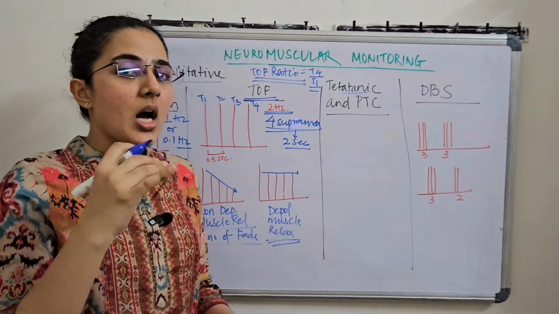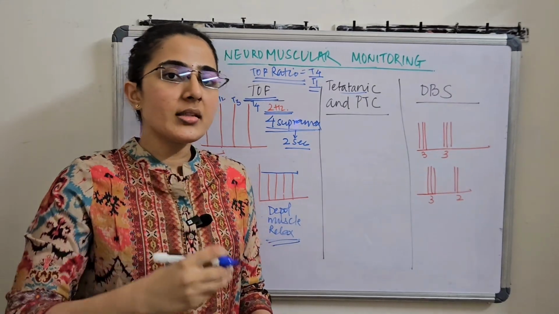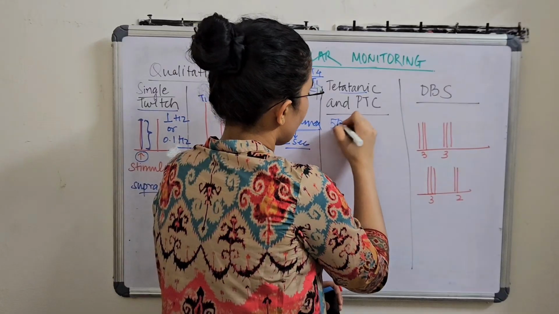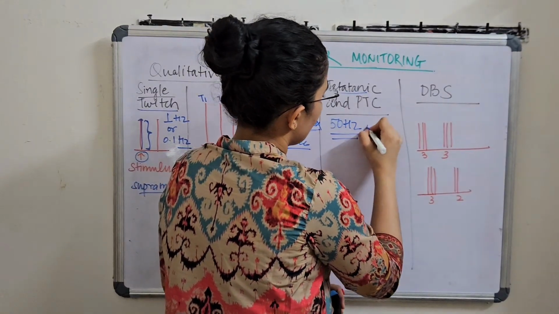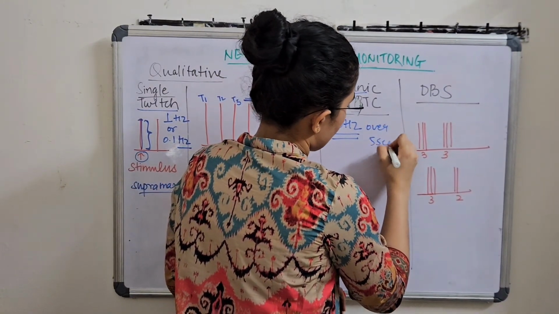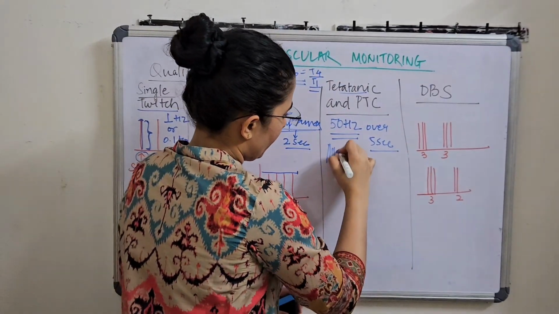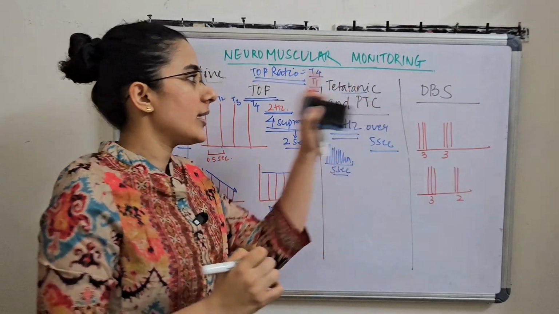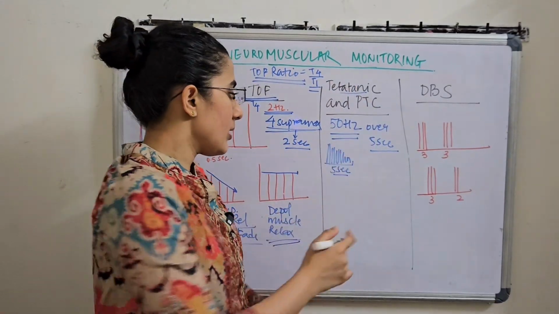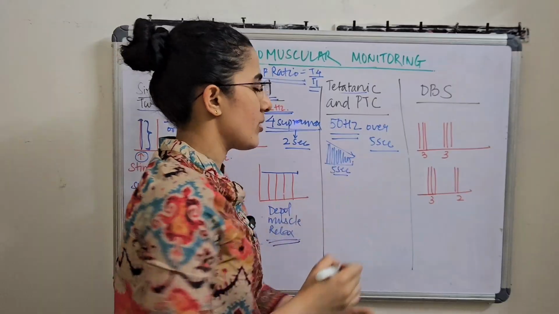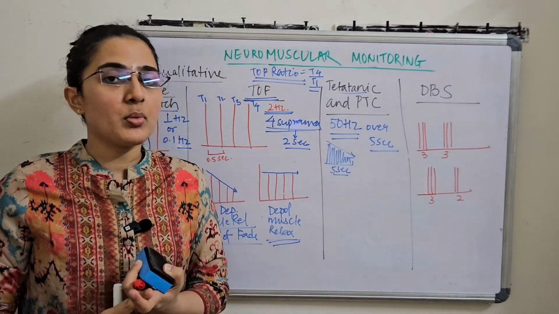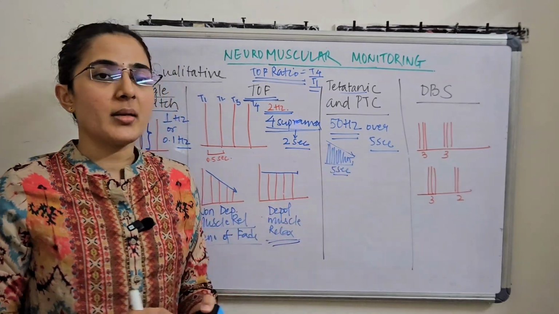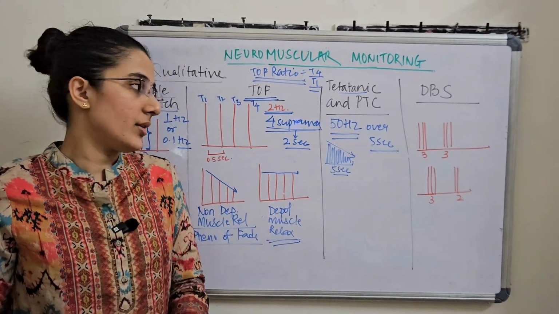Tetanic stimulus is a high frequency stimulus which is given over a short period of time. In tetanic stimulus, the frequency is about 50 Hertz over 5 seconds. So here 50 contractions will be there within 5 seconds. That is called the tetanic stimulus. Here also the phenomenon of fade in tetanic stimulus will be seen in a non-depolarizing muscle relaxant, whereas it will be only of decreased amplitude because of the depolarizing muscle relaxant.